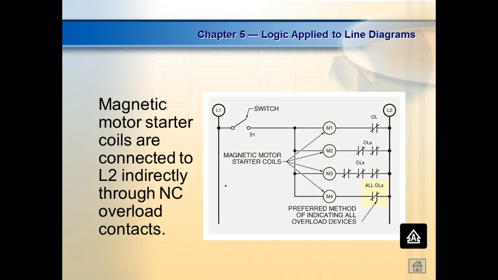So the only thing that's allowed between the load and L2 are overload contacts. But these have to belong to a motor starter. So if this was a symbol for a light bulb, there would be nothing over here. If this was a symbol for a solenoid, there would be nothing over here. If it was a symbol for a control relay, there would be nothing over here. If it was a symbol for a contactor, it would be nothing over here. So the only thing that's going to be over here is these relays that have overloads.